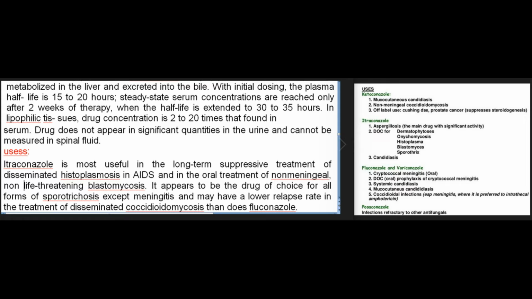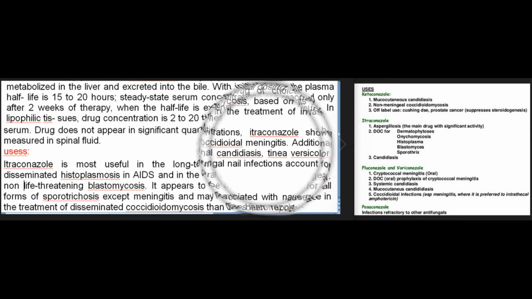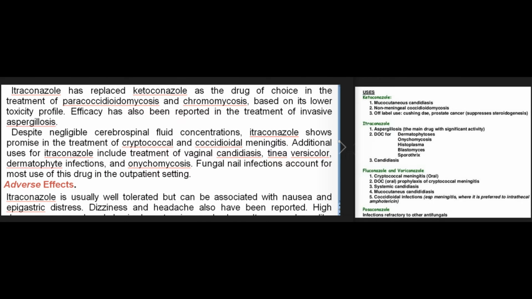Uses. Itraconazole is most useful in the long-term suppressive treatment of disseminated histoplasmosis in AIDS and in the oral treatment of non-meningeal, non-life-threatening blastomycosis. It appears to be the drug of choice for all forms of sporotrichosis except meningitis and may have a lower relapse rate in the treatment of disseminated coccidioidomycosis than does fluconazole. Itraconazole has replaced ketoconazole as the drug of choice in the treatment of paracoccidioidomycosis and chromomycosis, based on its lower toxicity profile. Efficacy has also been reported in the treatment of invasive aspergillosis.